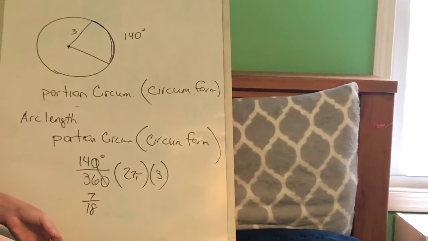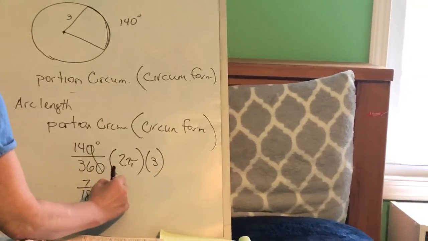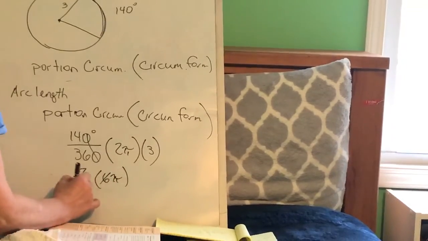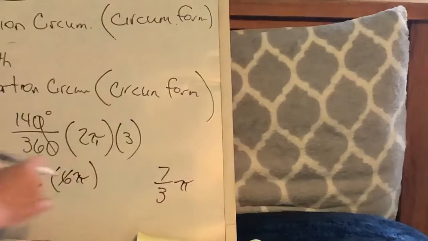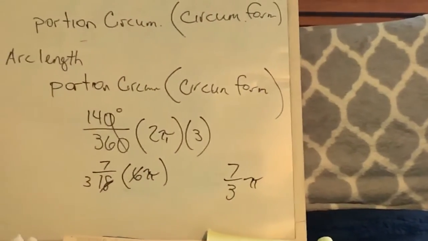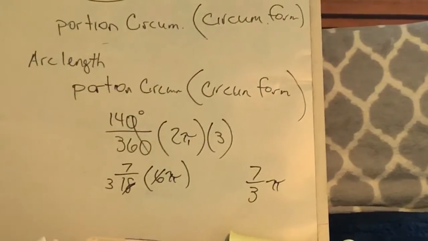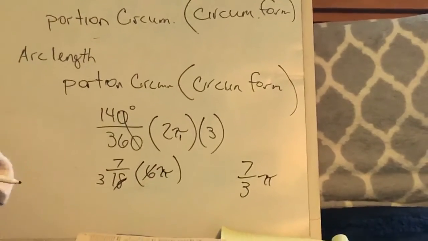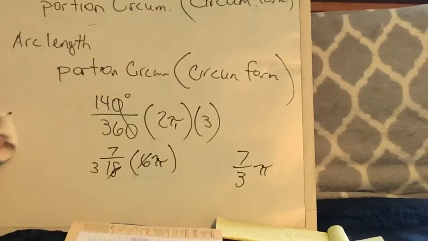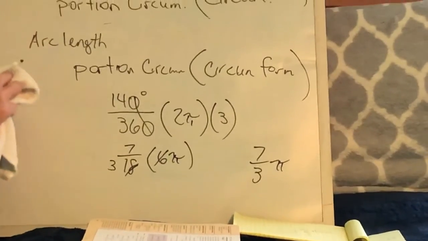Am I getting probably too low for my camera person here? 6 pi. 6 is going to reduce here, so I'm basically going to have 7/3 pi, or whatever equivalent that we're looking for there. And you're going to have to check my math. I'm doing it kind of fast without a calculator, so hopefully we're doing all right here. Now, this is to find arc length.